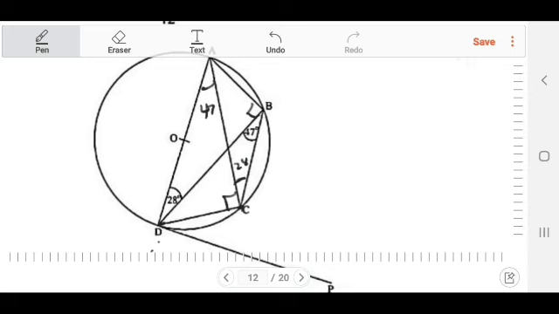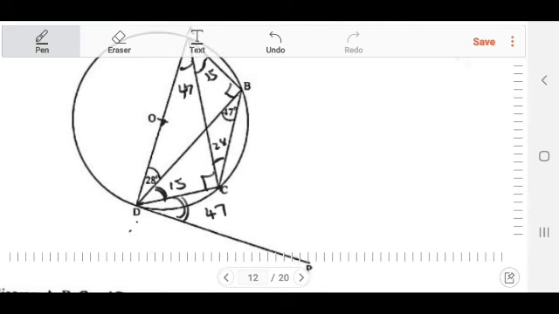Then what else? I can now find this one, which is 47 plus 28 plus 90, and then I subtract it from 180, so it's going to give me 15 there. If I have 15 here, it means I have 15 here because they share a chord. Then this one, I know that a tangent meets the chord from the center at 90 degrees, so I'm going to say 90 minus 15 plus 28, which is going to give me 47.